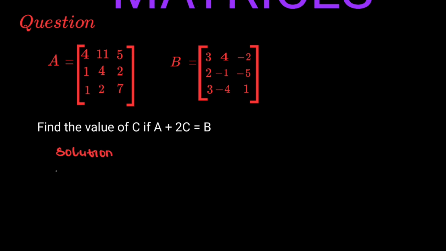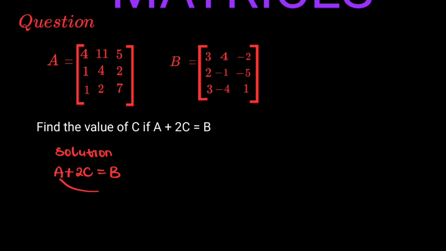So the question has told us that A plus 2C is B, and we are to find C. The first thing we should do is to solve for C, because it is C we want to make the subject of the formula. So it is C we are looking for. So we send A this way, and we are left with 2C equal to B minus A.